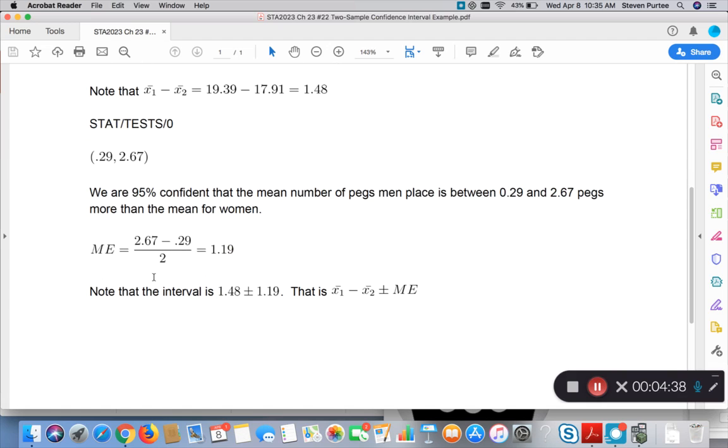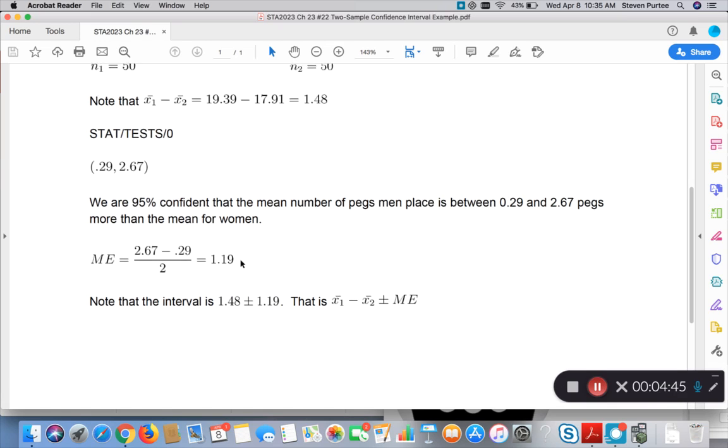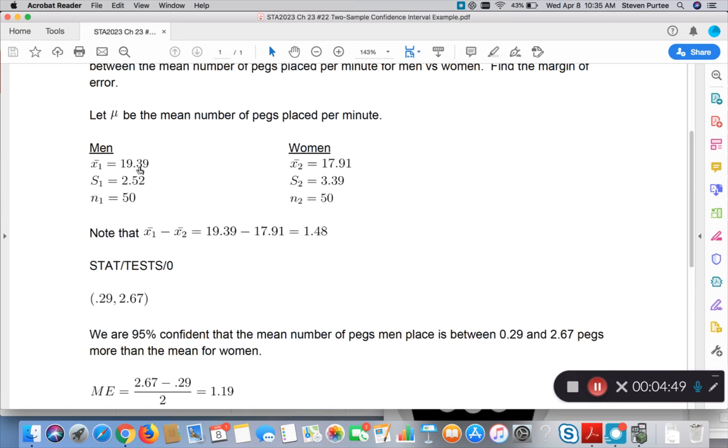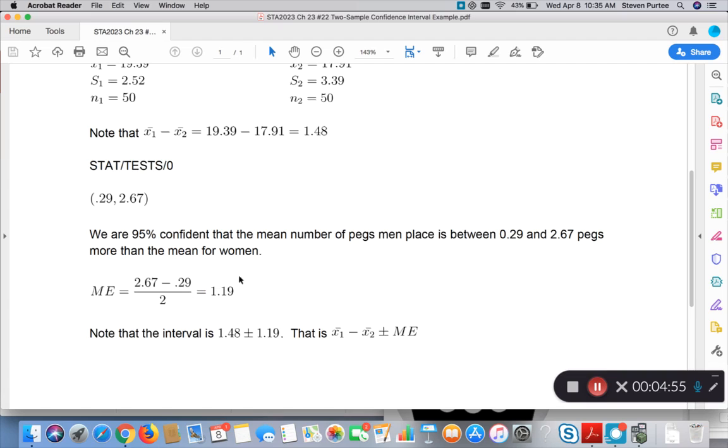All right, our margin of error is always high minus low over 2. So that's about 1.19. So notice our observed difference. The sample said the men were about 1.5 more than women. Our wiggle room's a little more than 1. So that's where this confidence interval comes from. That's the observed difference plus or minus the margin of error.